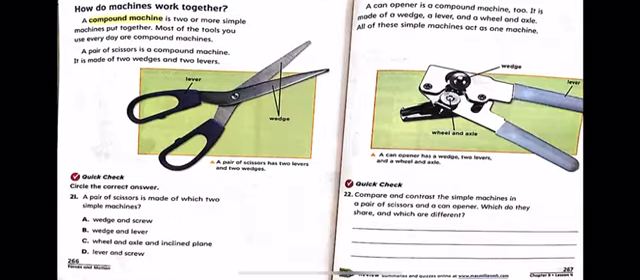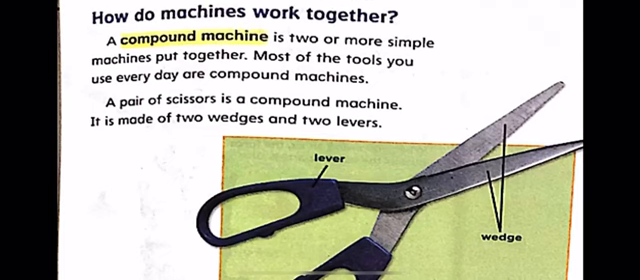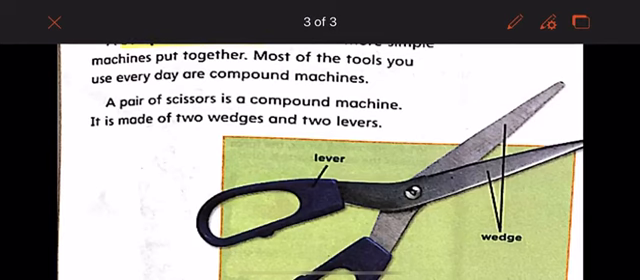Okay, let's move on. How do machines work together? Here, a compound machine. A compound machine is two or more simple machines put together. Most of the tools you use every day are compound machines. How? Let's look together.